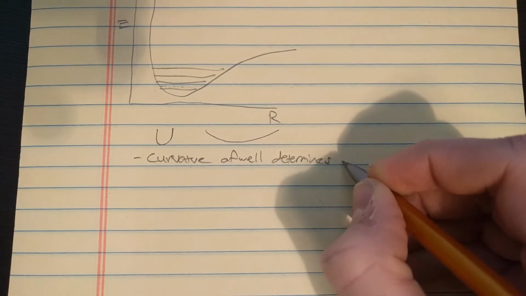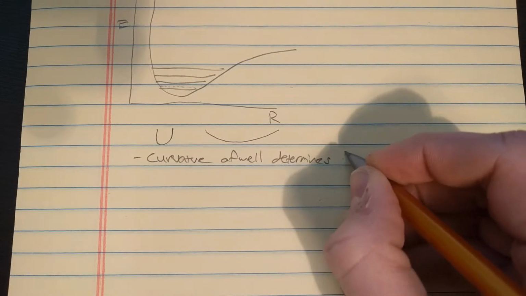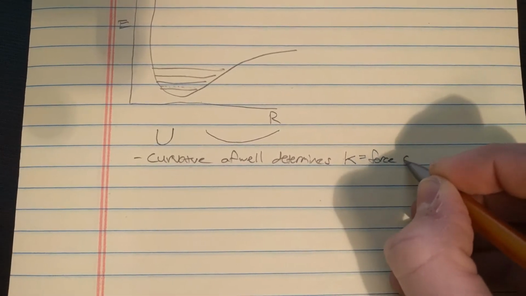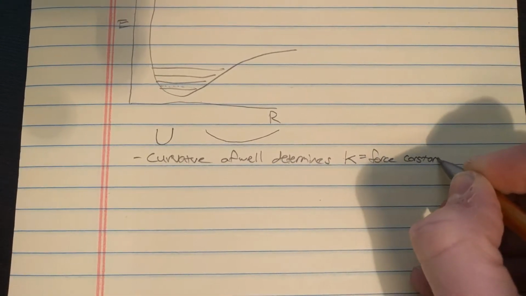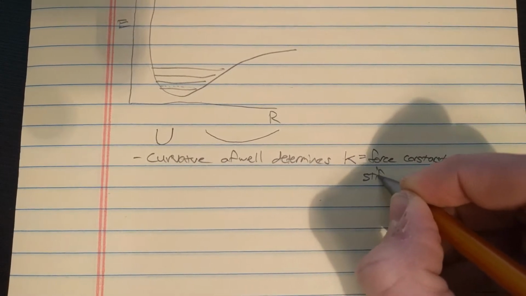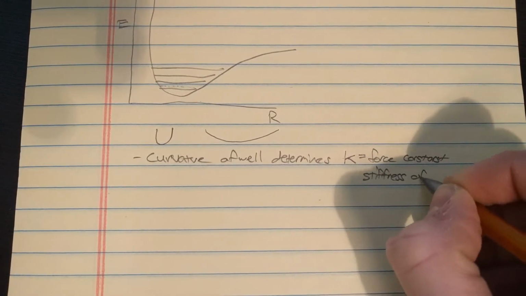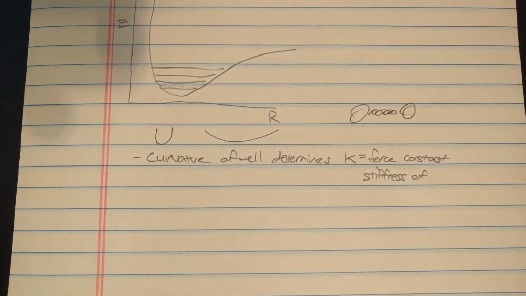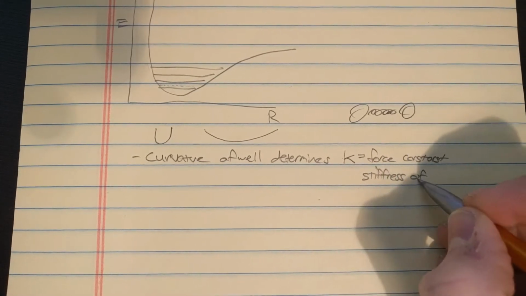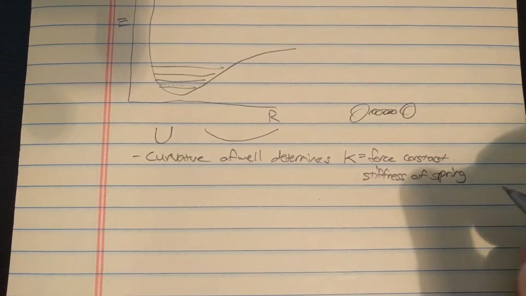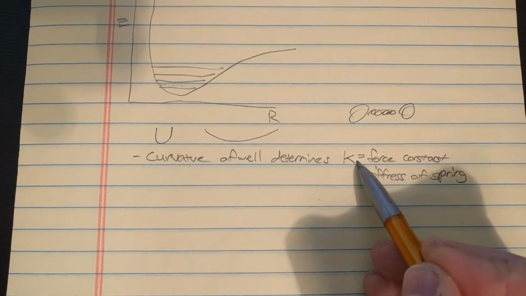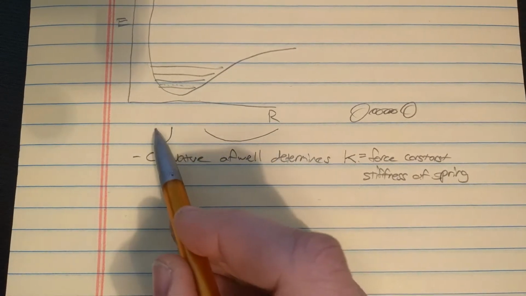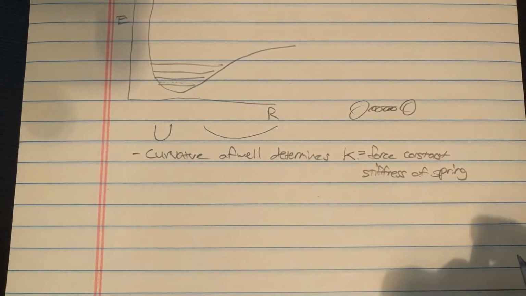determines this constant called K. So I'll say determines K, which is called the force constant, or the stiffness of the spring that connects the 2 atoms. Remember, we had 2 atoms, they're connected by a spring. So the K is a measure of the stiffness of the spring. So the greater the K value, the more curved this thing is going to look. It's going to look more like this. This has a high K value, this has a low K value.